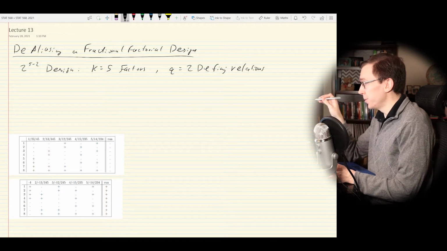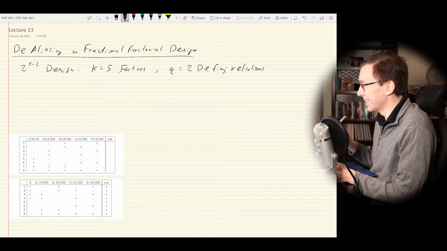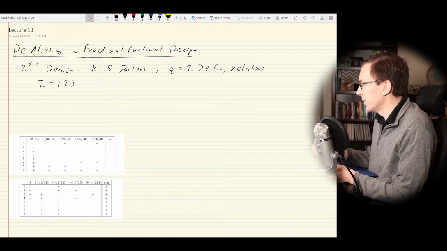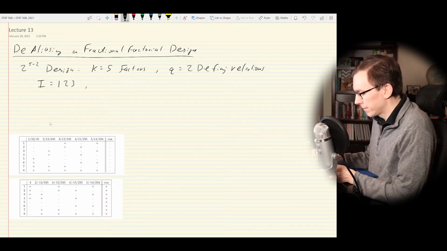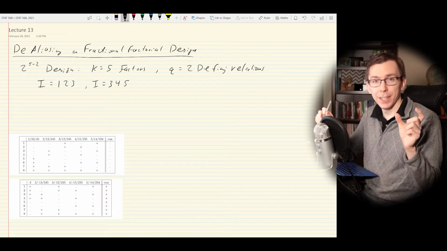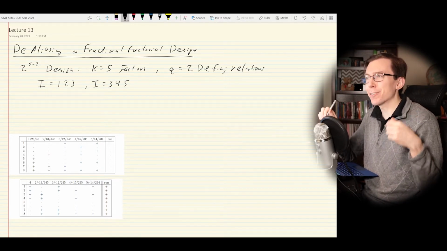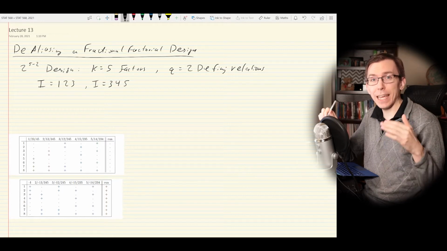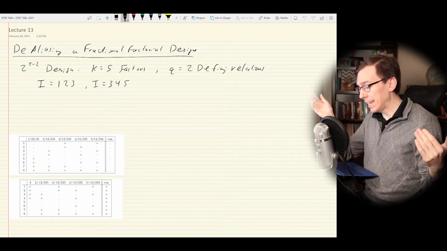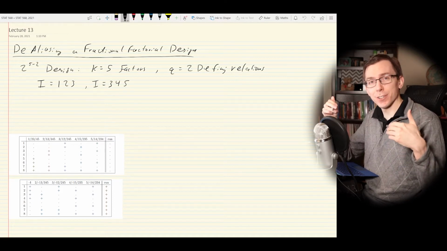And what we're going to choose to coincide with the one from my notes is that we're going to consider I = 123, and also I = 345. Now again, these are two defining relations. The idea is that we took this three-way interaction term, and we aliased it with the identity. Now we can no longer estimate anything to do with these two three-way interaction terms.